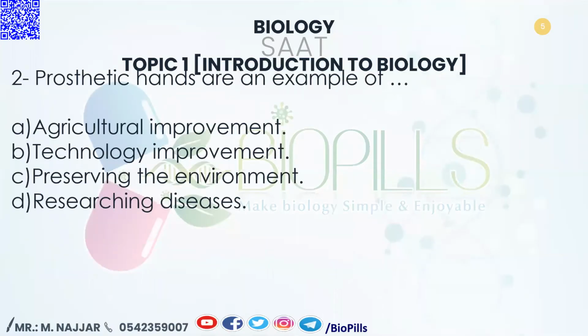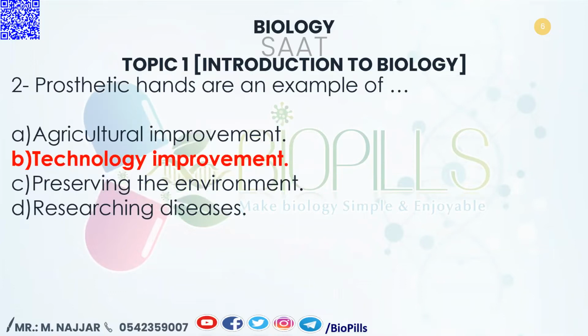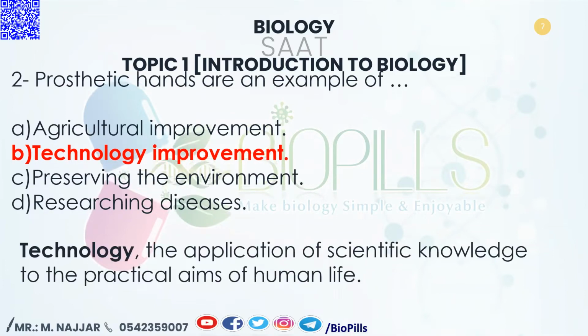The prosthetic hands are an example of A, agricultural improvement, B, technology improvement, C, preserving the environment, D, researching disease. For sure, prosthetic hands are considered an example of technology improvement. Exactly. Technology is the application of scientific knowledge to the practical aims of human life in order to improve human life.